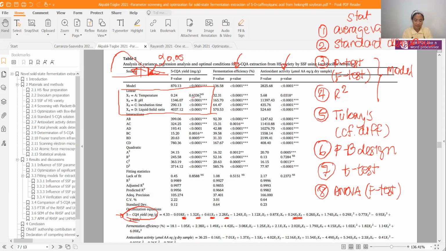So looking at this one, it says that whatever values you put in this x1 doesn't really affect the yield. When we do the translation, we say that temperature doesn't have an effect, because in this equation it doesn't have an effect on the y values. And the rest, the pH, incubation time, and liquid to solid ratio, actually have an effect on the response. So we say that they have an effect on whatever we are interested in.